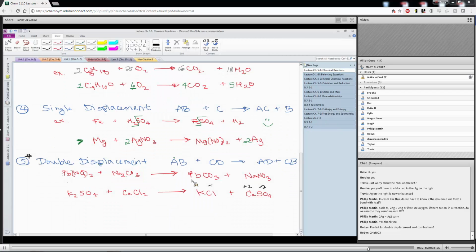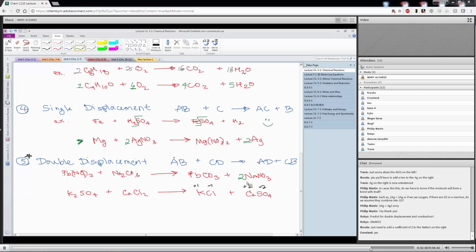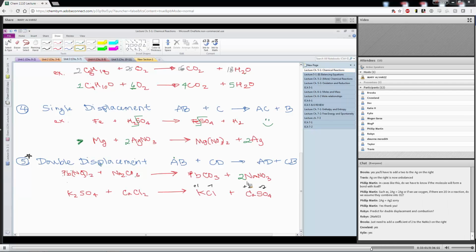Okay, Robin says, I'm going to need 2 of these. Robin and Brooks agree. Everybody else agree with that? Yeah, that's all you need. If you looked at it, each individual's, you've got 1 lead, that's balanced. 2 nitrates, okay, that's where you say, okay, I need 2 nitrates, so I'm going to put that out in front. Here I've got 2 sodium atoms. Hey, look, putting the 2 there solved your sodiums as well. And 1 carbonate. Excellent.